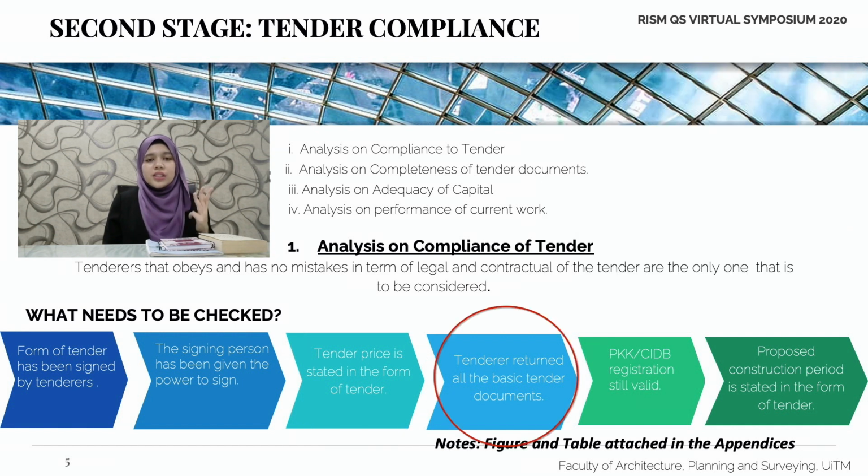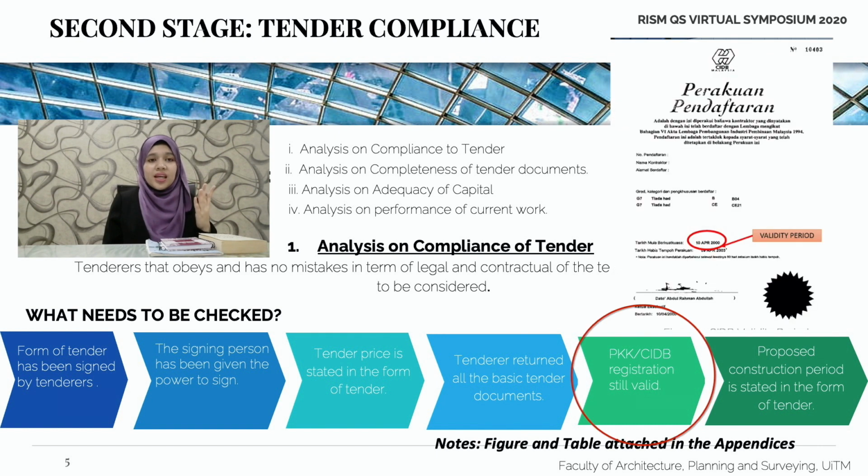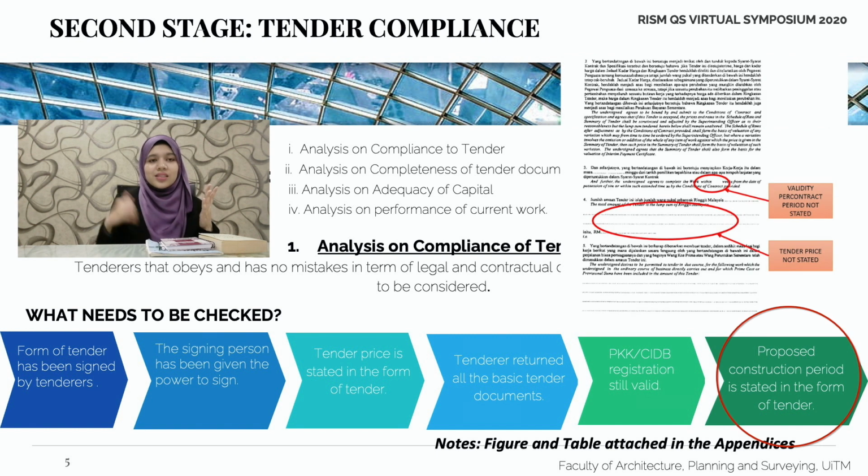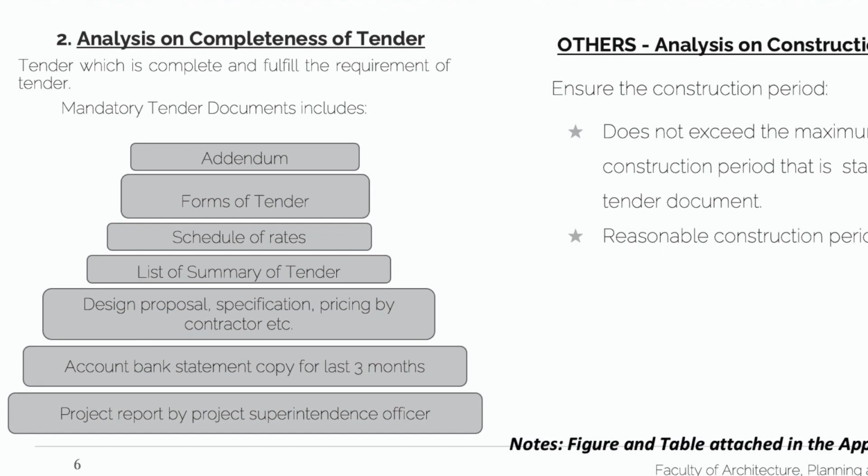Fourth, tender returned all the basic tender documents. Fifth, PKK or CIDB registration are still valid. Lastly, proposed construction period is stated in the form of tender. The next step of the second stage is analysis on completeness of tender.